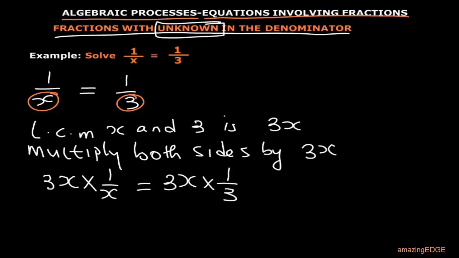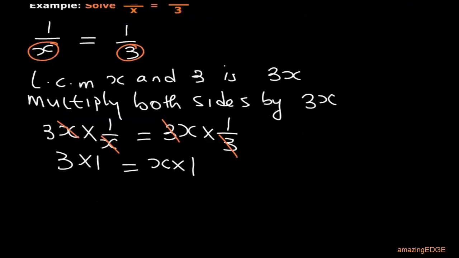What happens here, you find out that we divide the x here, and this 3 we cancel out here. So on the left hand side, what do you have? You have 3 times 1, and on the right hand side, you have x times 1. What is 3 times 1? 3 times 1 is 3. What is x times 1? x times 1 is x. So we have now that 3 equals x. This is equivalent to saying that x equals 3.